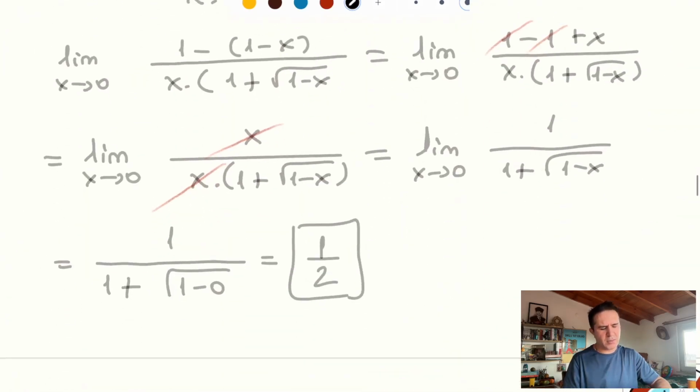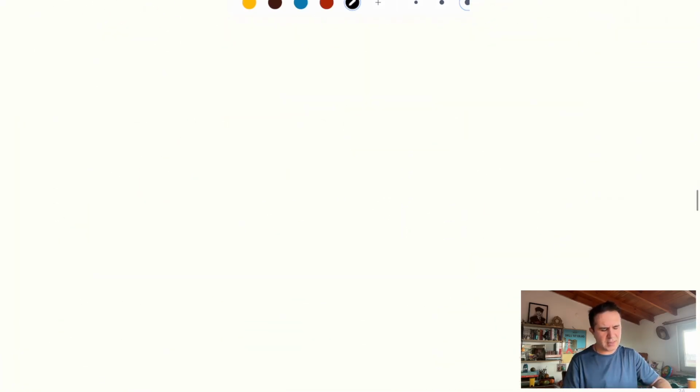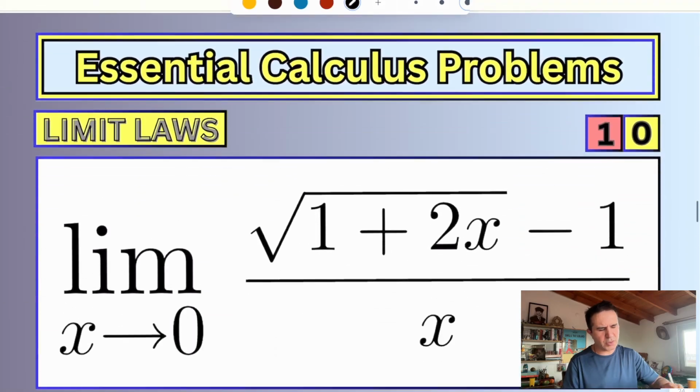Okay, now the answer is this, and in the next problem I will solve the limit as x approaches 0 of (the square root of 1 plus 2x, minus 1) divided by x.